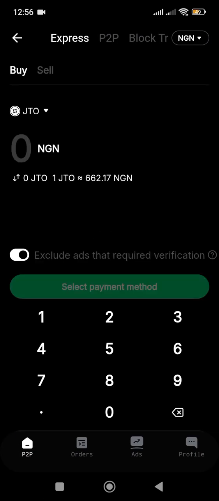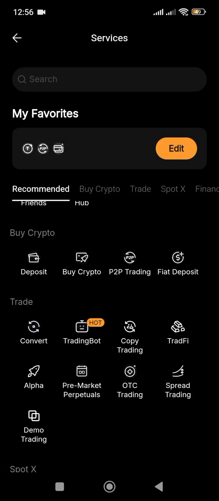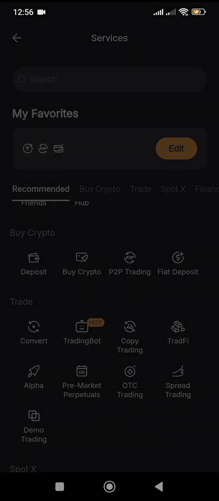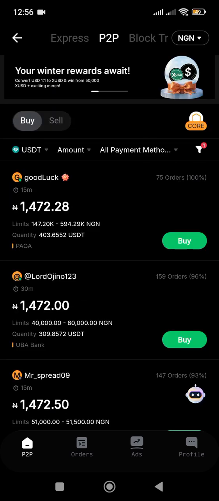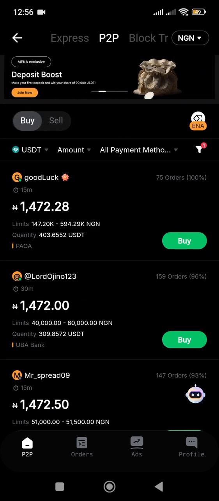You see, if I want to buy JTO, it took me to Express. Express is where the system will automatically get a seller for you. You understand? That is this Express here. All right, so let's go back to our P2P platform. So you can see that Express here.